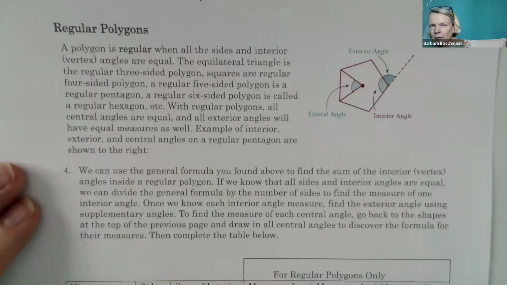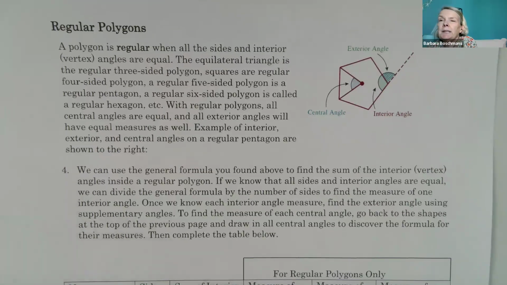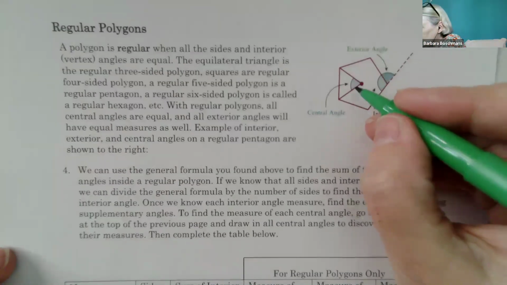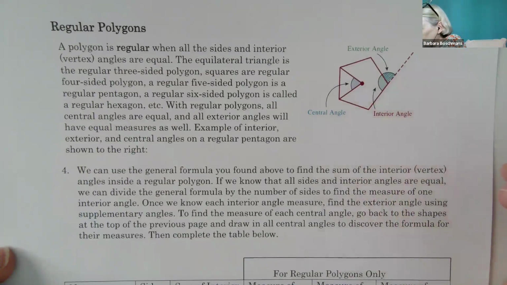So that works for all polygons. So n can be any number of sides. A regular polygon would be an equilateral triangle, a square, a regular pentagon. I've mentioned that before. It means all your sides and all of your interior angles are the same. There are 2 more types of angles, and that is a central angle and an exterior angle. So we've been talking about the interior angle.